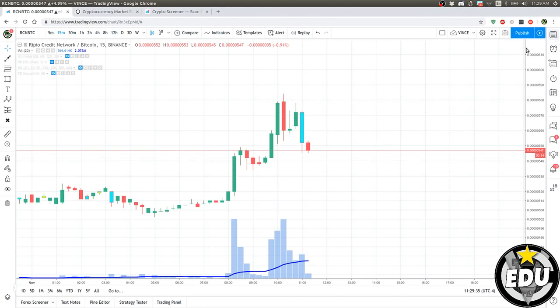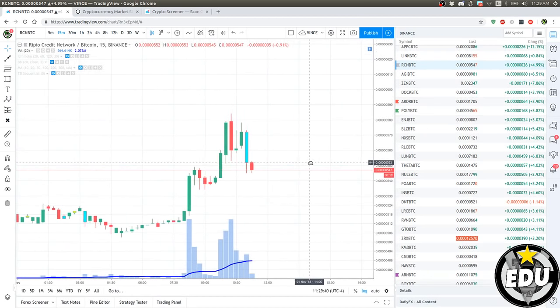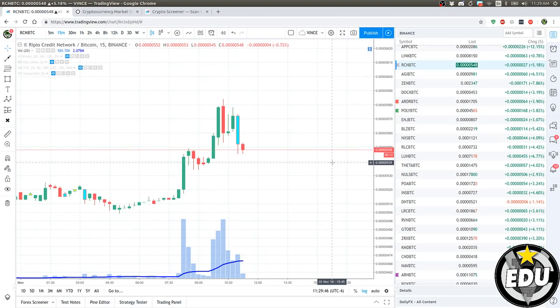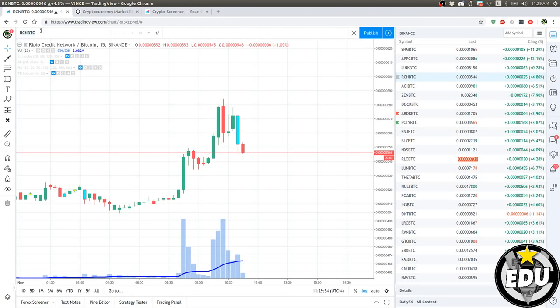Okay, so let's pick up a coin that might be a great coin to scalp. What do you have in mind? Do you have any coin in mind that we should look at? I'm looking at IOST at the moment, just as an example.